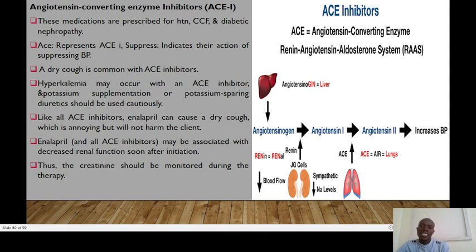So they do what? They suppress. Okay, and this could indicate the action in suppressing the BP. A dry cough is a common side effect of the ACE inhibitors, so the patients have to be educated about this one. This is angiotensin 2, the one that we are preventing. We are preventing this process, the conversion of angiotensin 1 to angiotensin 2.